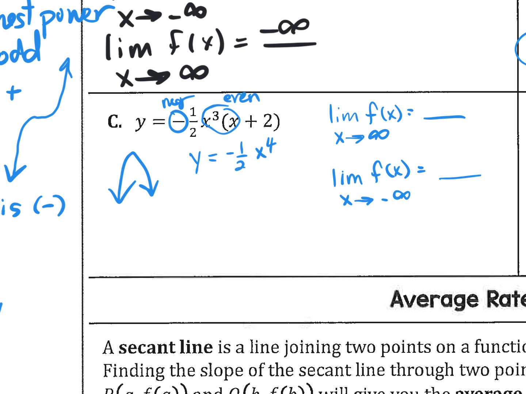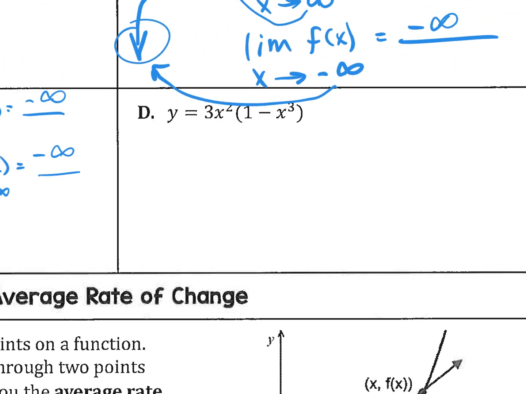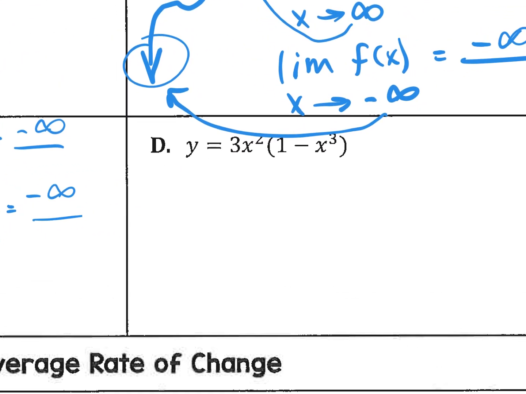So what do you think so far? What did you fill in to both of those? Negative infinity and negative infinity. All right. I want you to figure this one out. What is my highest power? What is that going to look like?